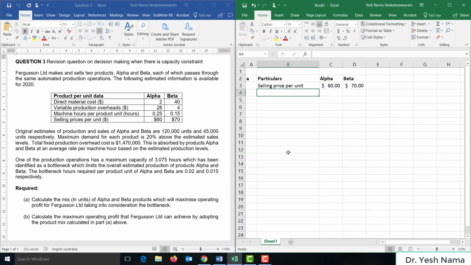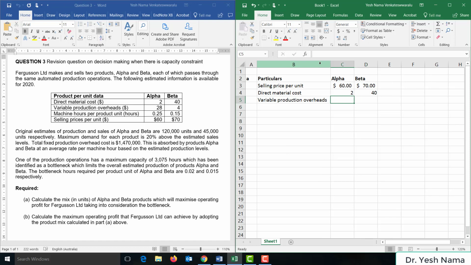So the selling price per unit for alpha and beta are $60 and $70 respectively. Direct material cost is $2 and $40. Variable production overheads are 28 and 4. This allows us to calculate contribution. Contribution is equal to selling price minus the sum of variable costs. So we have a contribution of 30 for alpha and 26 for beta per unit.